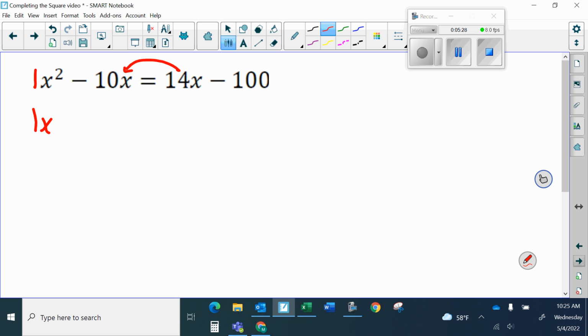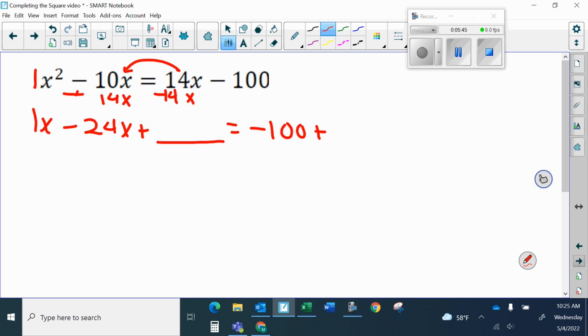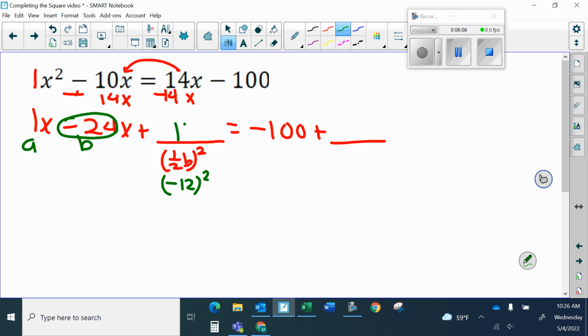So I have 1x squared. Remember, that's going to be minus 14x to move it across. So minus 24x plus blank equals negative 100 plus blank, because whatever I add to make this a perfect square over here, which we know is 1/2 of b, quantity squared every time. And remember, you can go ahead and name your a and your b right there. So circle it with the sign. So I have 1/2 of negative 24 is negative 12 squared, which then is 144.